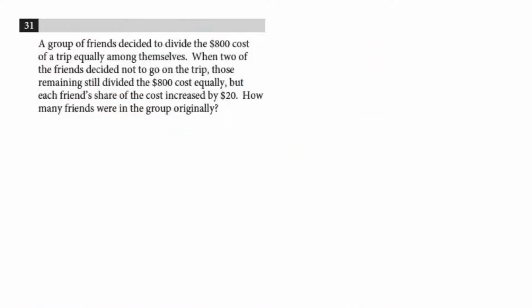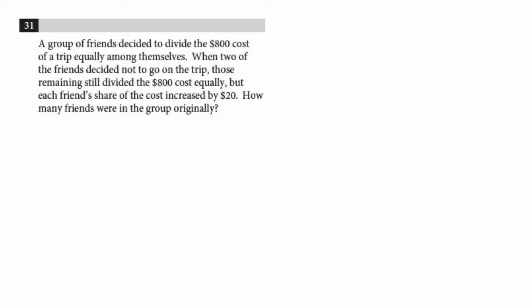31. A group of friends decided to divide the $800 cost of a trip equally among themselves. When 2 of the friends decided not to go on the trip, those remaining still divided the $800 cost equally, but each friend's share of the cost increased by $20. How many friends were in the group originally?